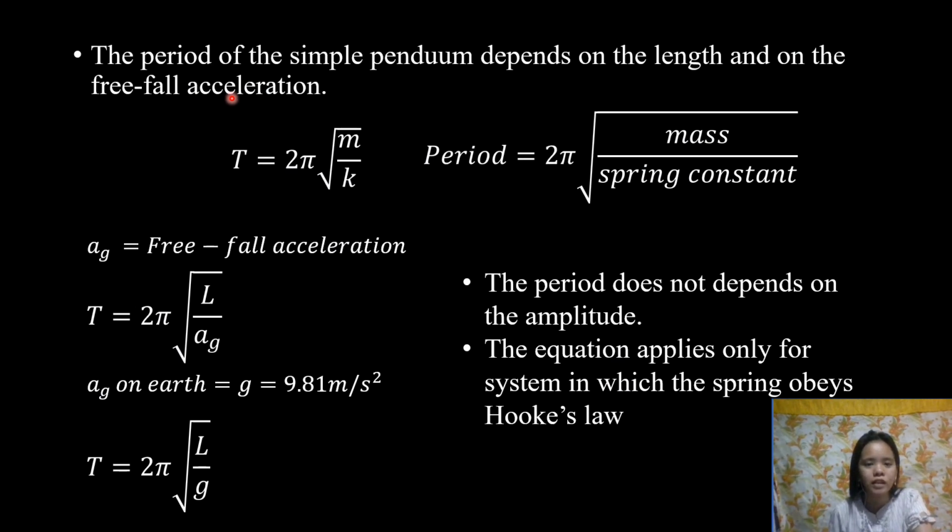The period of the simple pendulum depends on the length and on the free fall acceleration. So for a mass-spring system, period is equal to 2 pi square root of mass over spring constant, wherein ag is equal to free fall acceleration, and for the pendulum, T is equal to 2 pi square root of L over ag, wherein g is equal to 9.81 meters per second squared. The period does not depend on the amplitude. The equation applies only for systems in which the spring obeys Hooke's law.